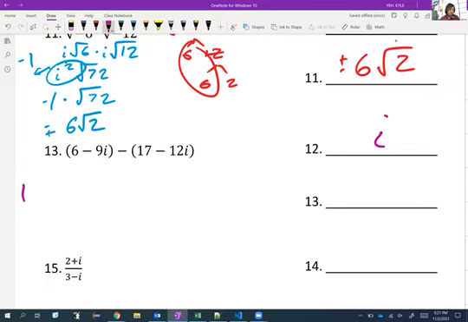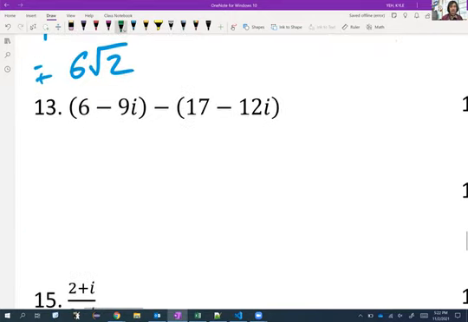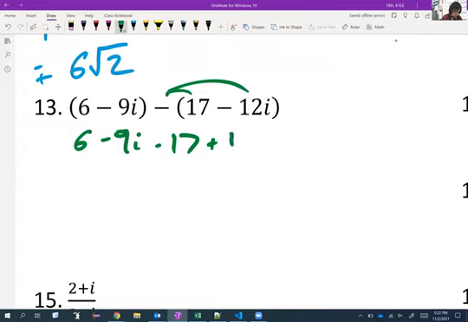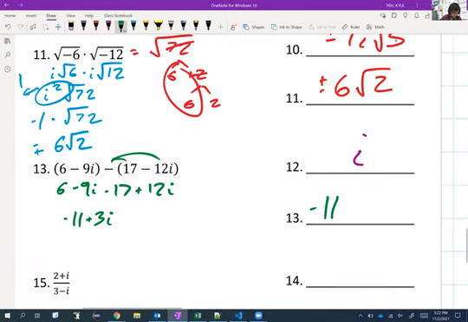Number 13, complex number operations. Pretty easy if you know what you're doing, combining the real parts and the imaginary parts. I might distribute the negative. 6 minus 9i minus 17 plus 12i, and then start combining. 6 minus 17, negative 11, negative 9i plus 12i plus 3i. Not too bad.